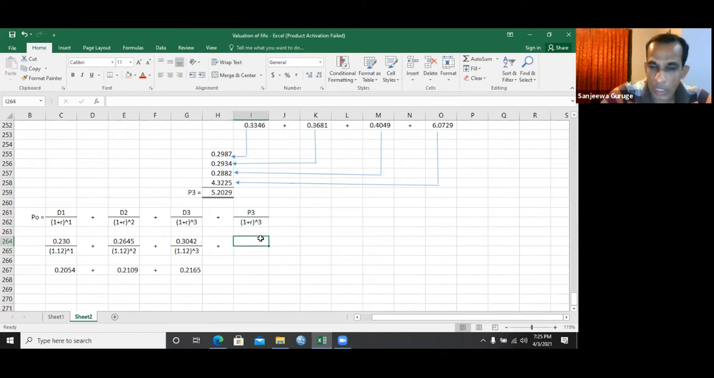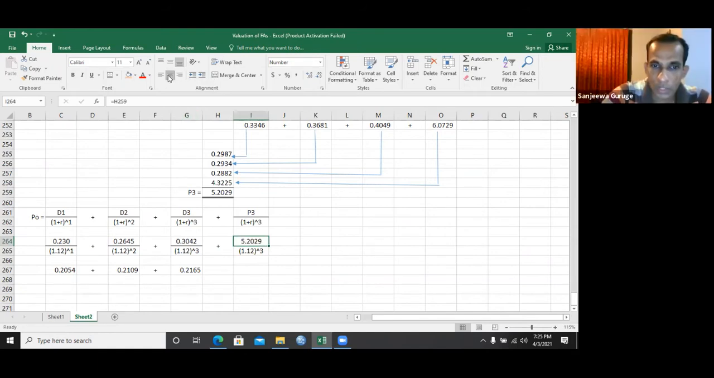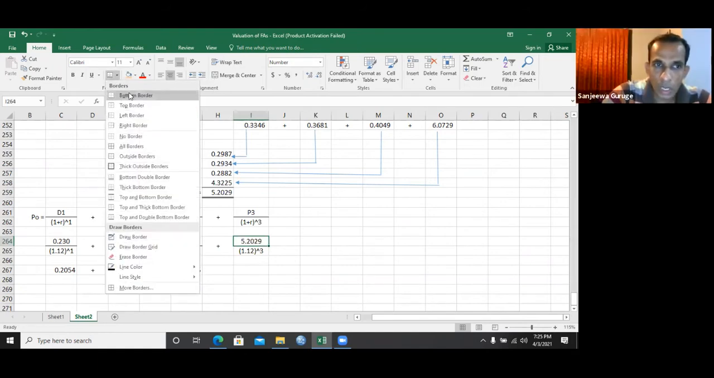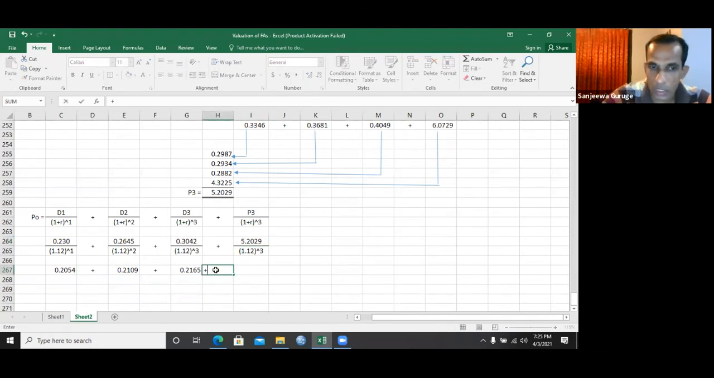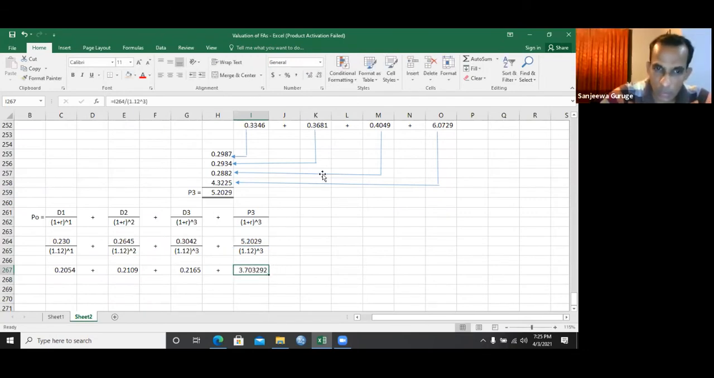So P3 is 5.2029, and it should be discounted for how many years? It should be discounted for 3 years, because that is the price at the end of the 3rd year. When you discount that for 3 years, what is the answer? It is 3.7033.